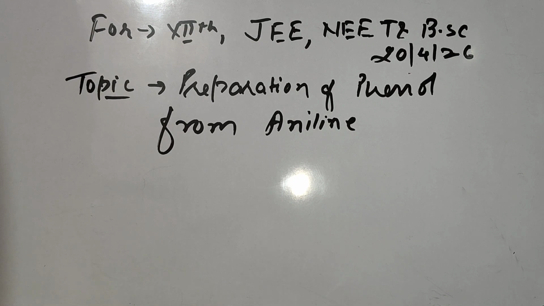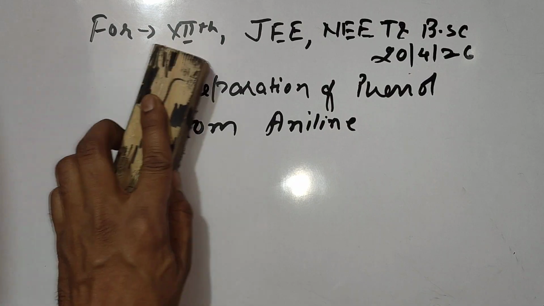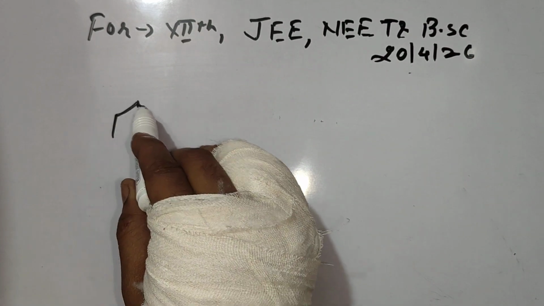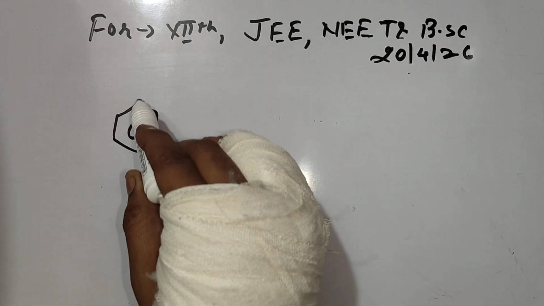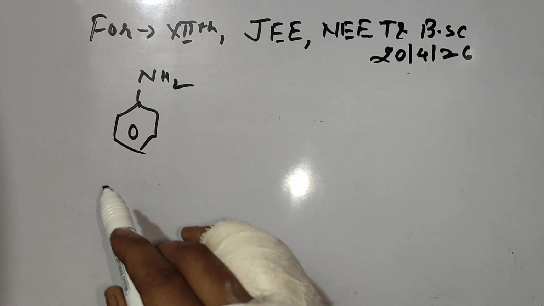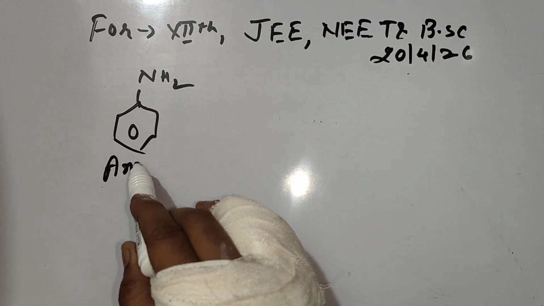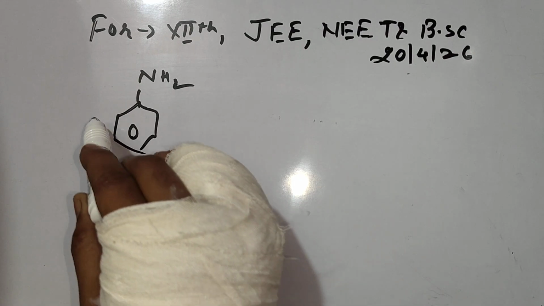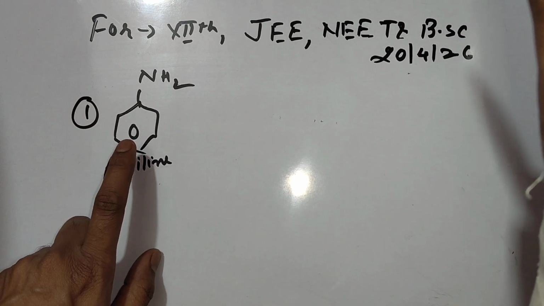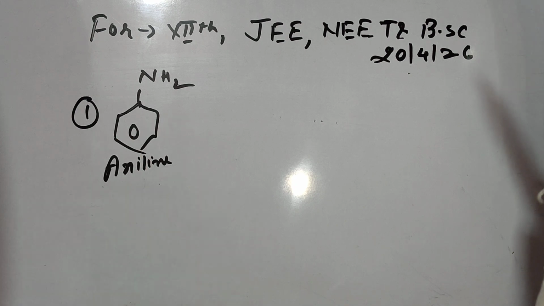The next preparation method of phenol is from aniline, the fifth preparation method. Let's check what that reaction is. Very simple reaction. It is aniline. This reaction is also happening in two steps, so step by step I will write. This is aniline, a colorless liquid.